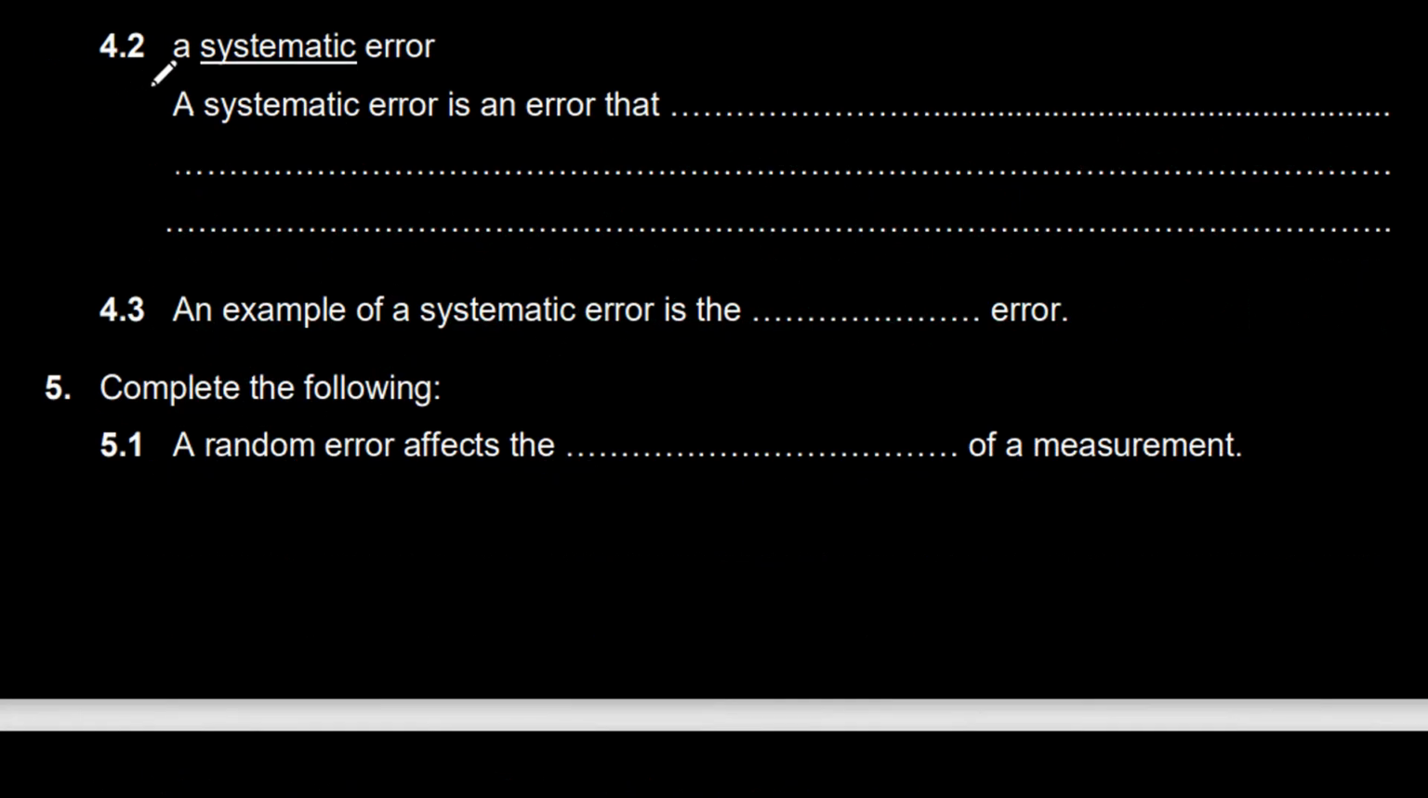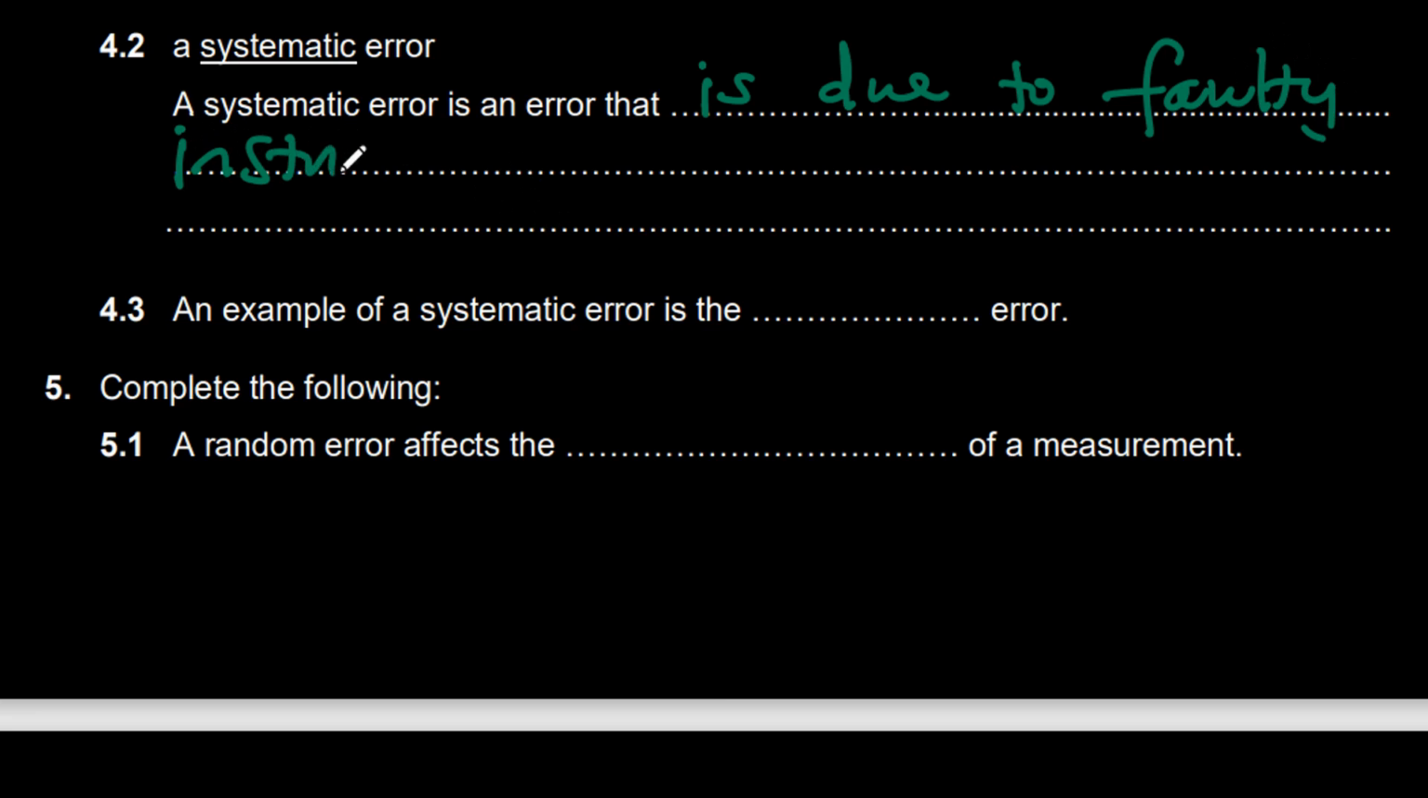So in question 4.2, we have to say what a systematic error is. A systematic error is an error that is due to faulty instruments or flaws in the experimental method.